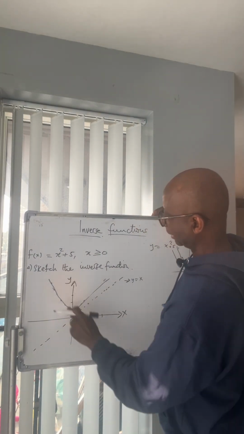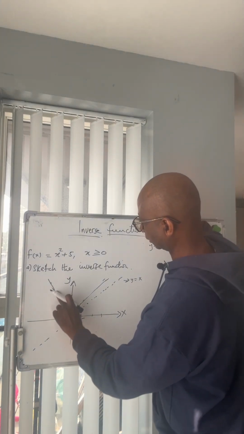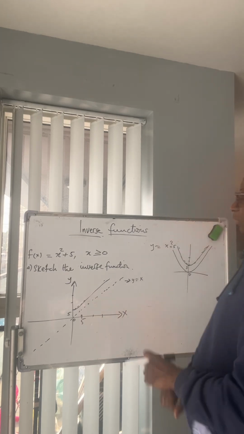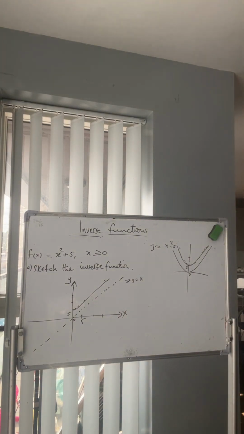But we don't need the minus side, so we take this off. So this is the graph we are looking at: y equals x squared plus 5, and x greater than or equal to 0.